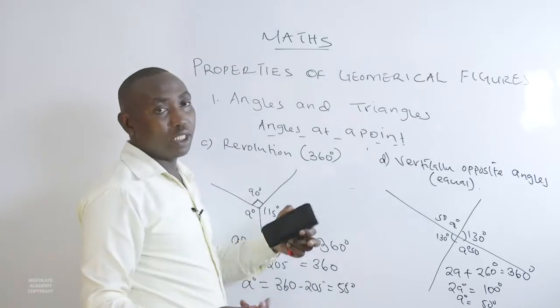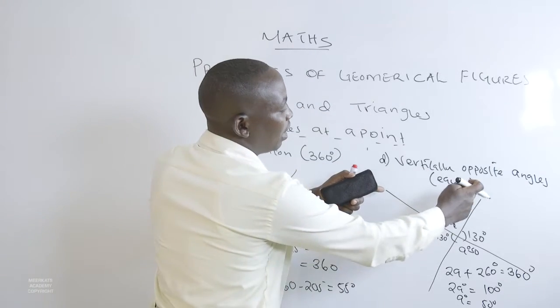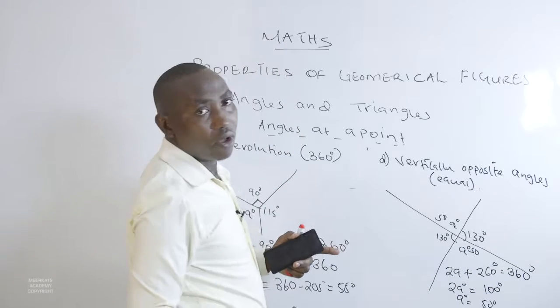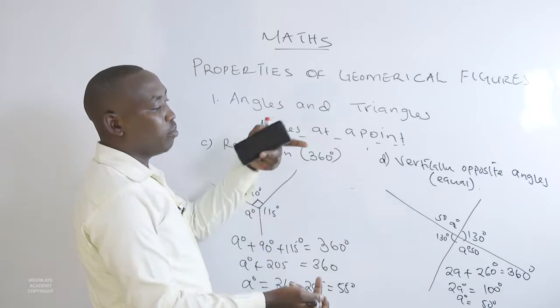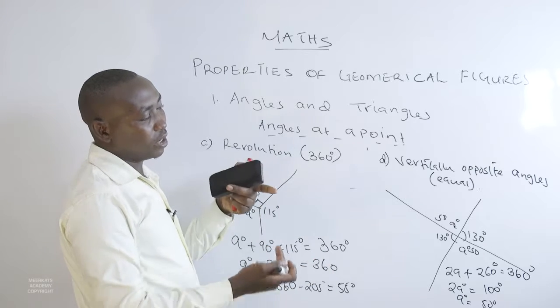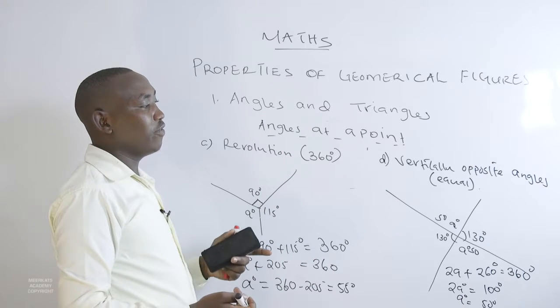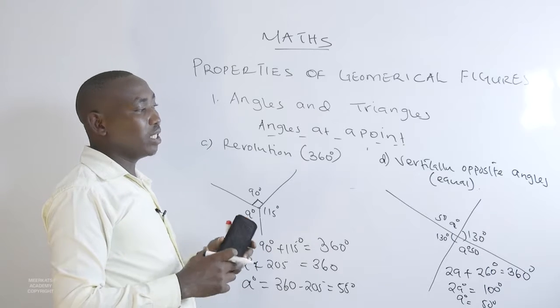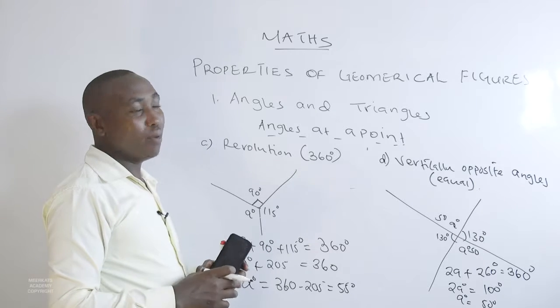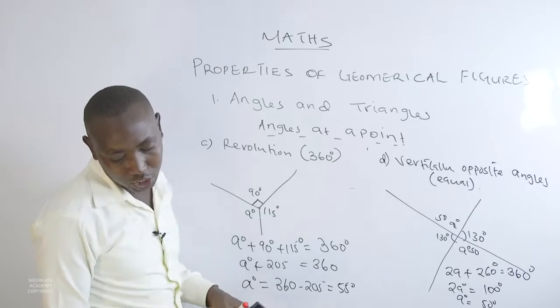They are vertically opposite in the sense that the two lines are forming an X, and opposite angles in an X are referred to as vertically opposite. And vertically opposite angles are usually equal in nature.